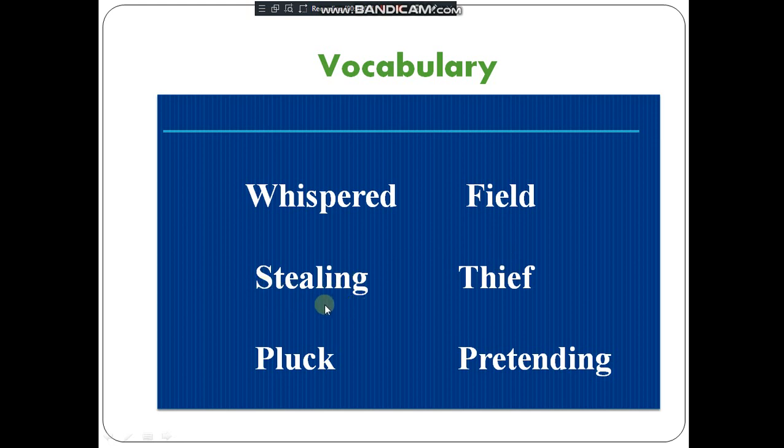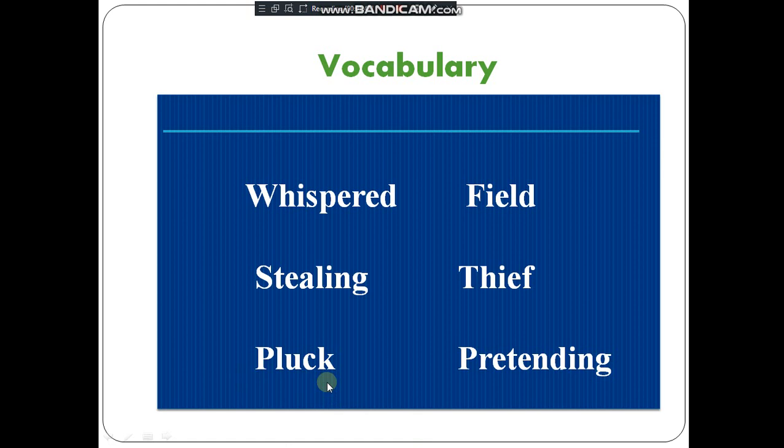Next is stealing. Stealing means to take something without one's permission. Next is thief. Thief is a person who steals others' things, who takes other things and runs without their permission.